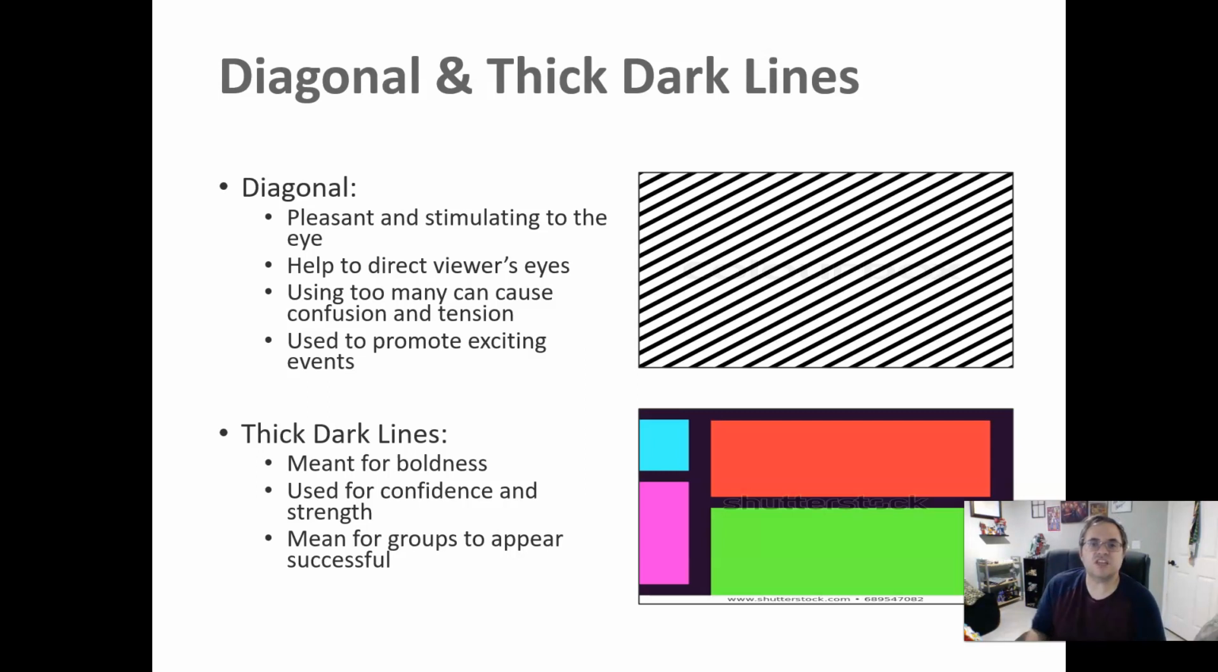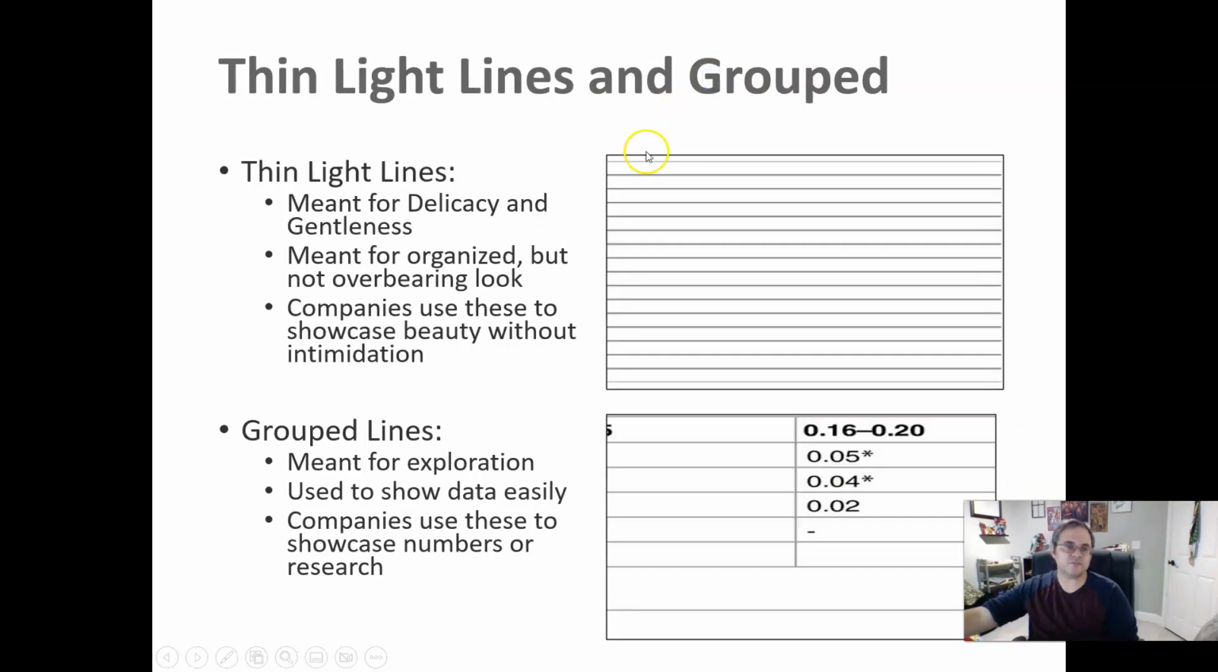And when you see thick dark lines, they're meant for boldness, they're used for confidence, strength, and they're meant for groups to really appear successful. And that's why you tend to see them like in big promotional pictures, movie posters, if you're going to a sports event or something, big dark lines are all over the place, and they really help you out that way. Another big aspect and interesting is what if you use like thin light lines?